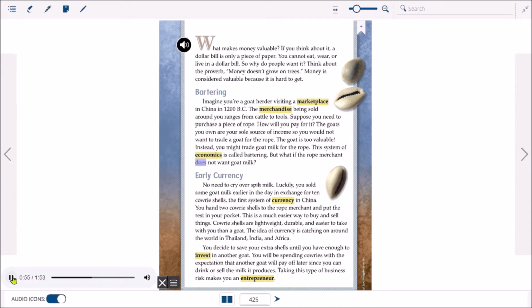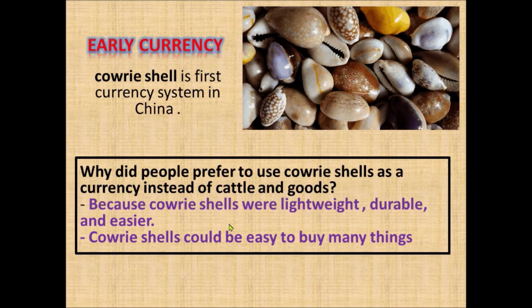But what if the rope merchant does not want goat milk? Early currency. Cowrie shell. What's the cowrie shell? As is clear in the picture, the cowrie shell is the first currency system in China. Our question is, why did people prefer to use cowrie shells as currency instead of cattle and goods? Simply because cowrie shells were lightweight, durable, and easier. It's easier to carry cowrie shells than to carry a goat.